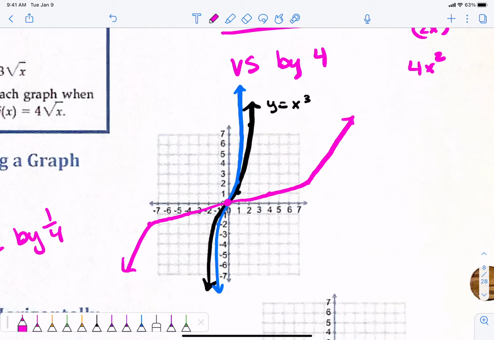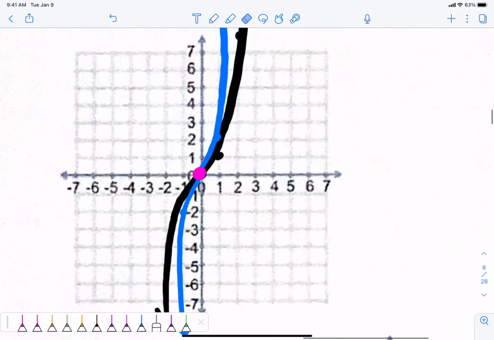Oh, wait a second. I don't think I did that quite right. Hold on, erase it. Let's do this better. Over 1 would be up 1, so instead of being up 1, we're at a 4th. That's how this goes. Over 2 was normally at 8. What's a 4th of 8?